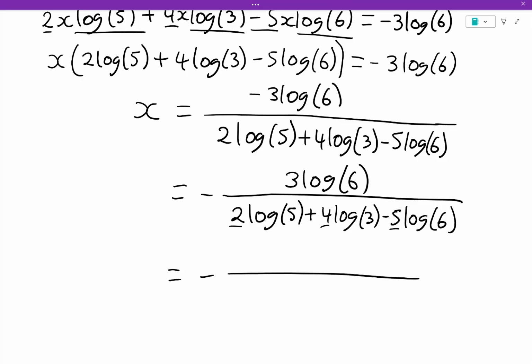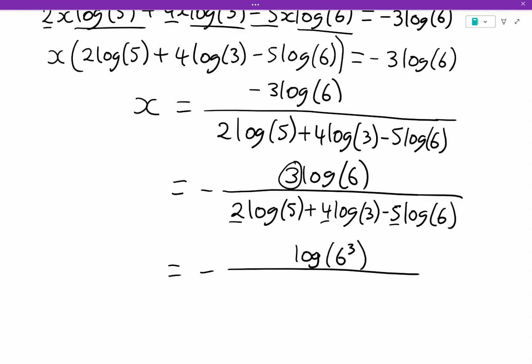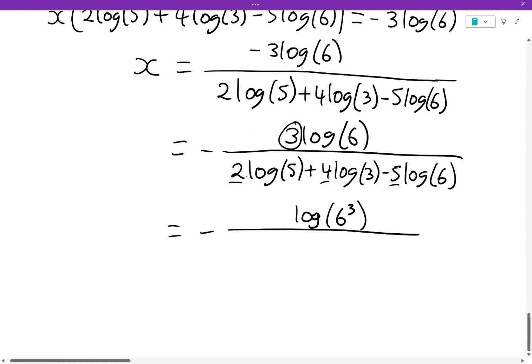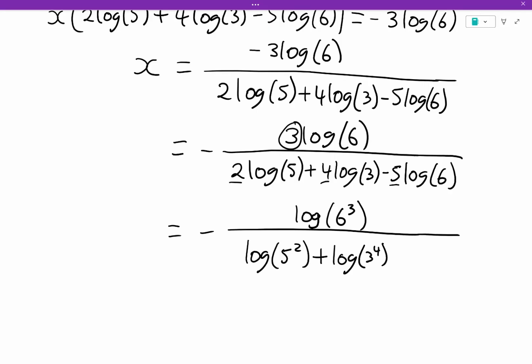Our numerator, well, we could potentially also bring the 3 in as a power in the numerator, so we could have log of 6 cubed. And then in my denominator, the 2 comes in as a power, so we have log of 5 squared. Then plus, and then the 4 comes in as a power, so we have log of 3 to the power of 4. And then finally, the 5 can come in as a power, so we'd have log of 6 to the power of 5, like that.